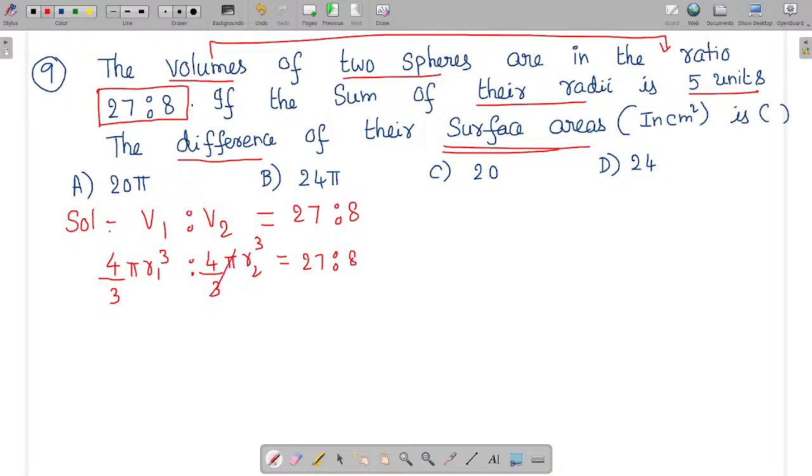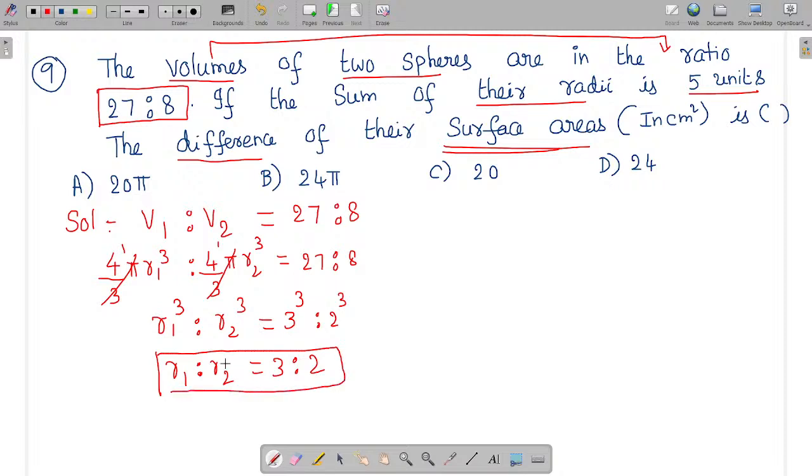Here 4/3 cancels. r1 cube is to r2 cube is equal to 27 to 8. We can write 3 cube, and 8 can be written as 2 cube. So r1 is to r2 is 3:2. Now we can simply find r1 and r2. r1 becomes 3k, r2 becomes 2k.